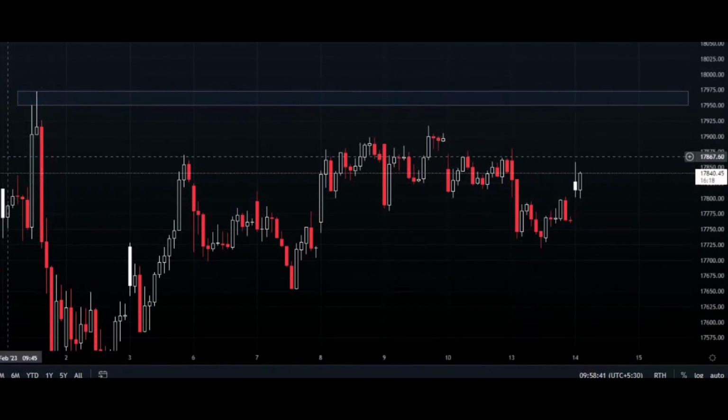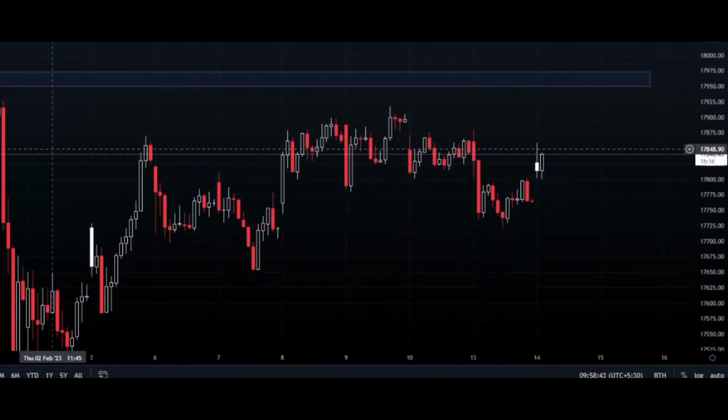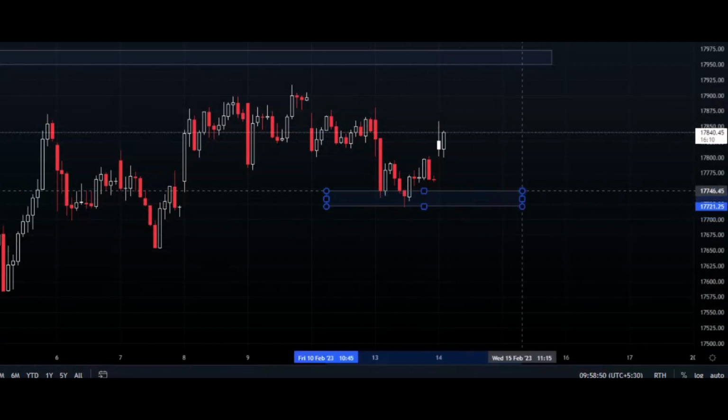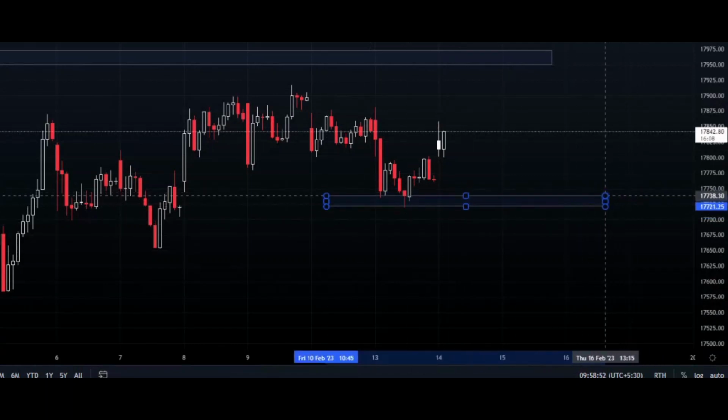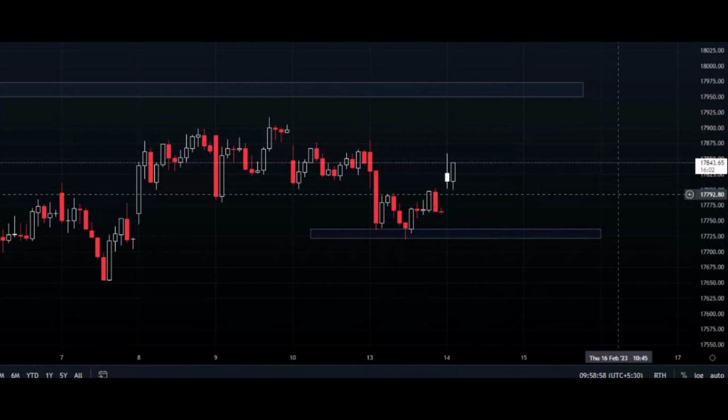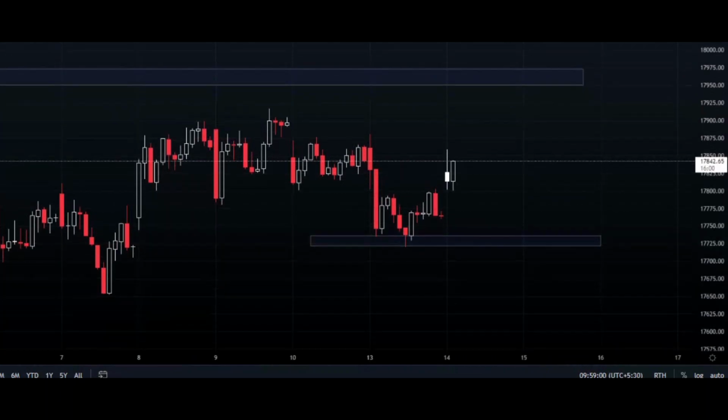There's a drastic fall which we see over here that happened. Coming back to the major support, we see a very good recovery from this zone. So I'm going to consider this area as a major support. So these two would be my major support and resistance zones.